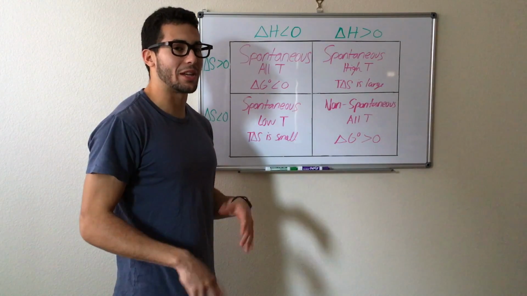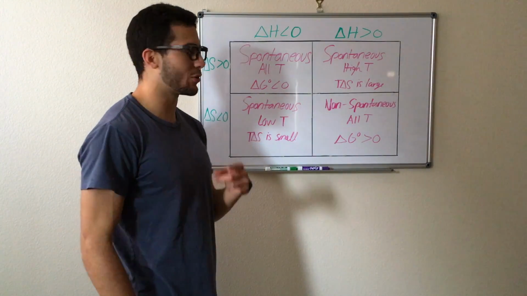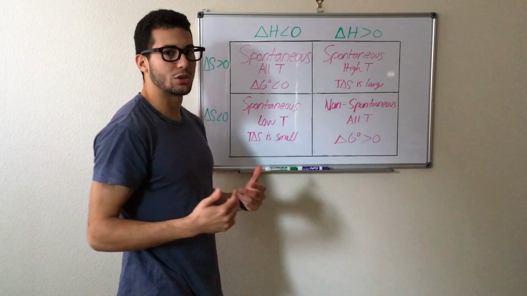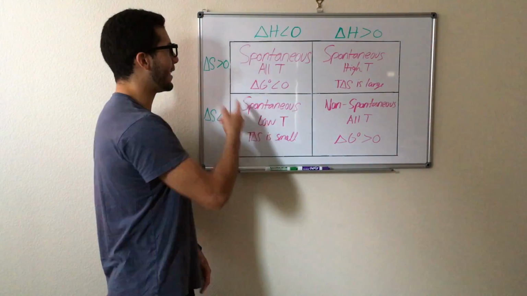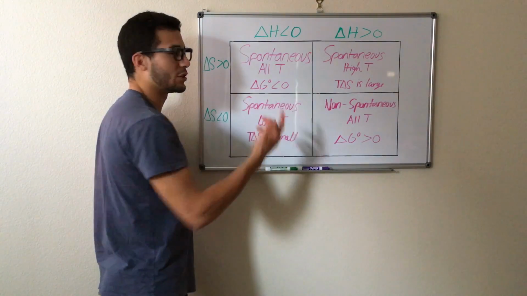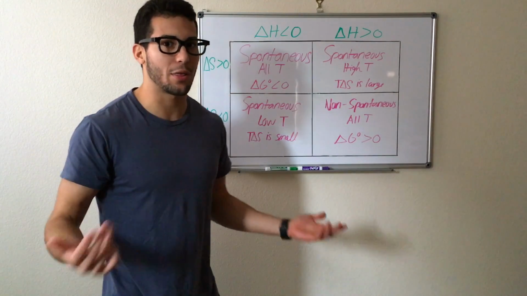This table shows the relationship between all three factors: the temperature, enthalpy, and entropy. For instance, when the enthalpy is low, so an exothermic reaction, and the entropy is high, it'll always be spontaneous regardless of the temperature. For instance, in thermite.